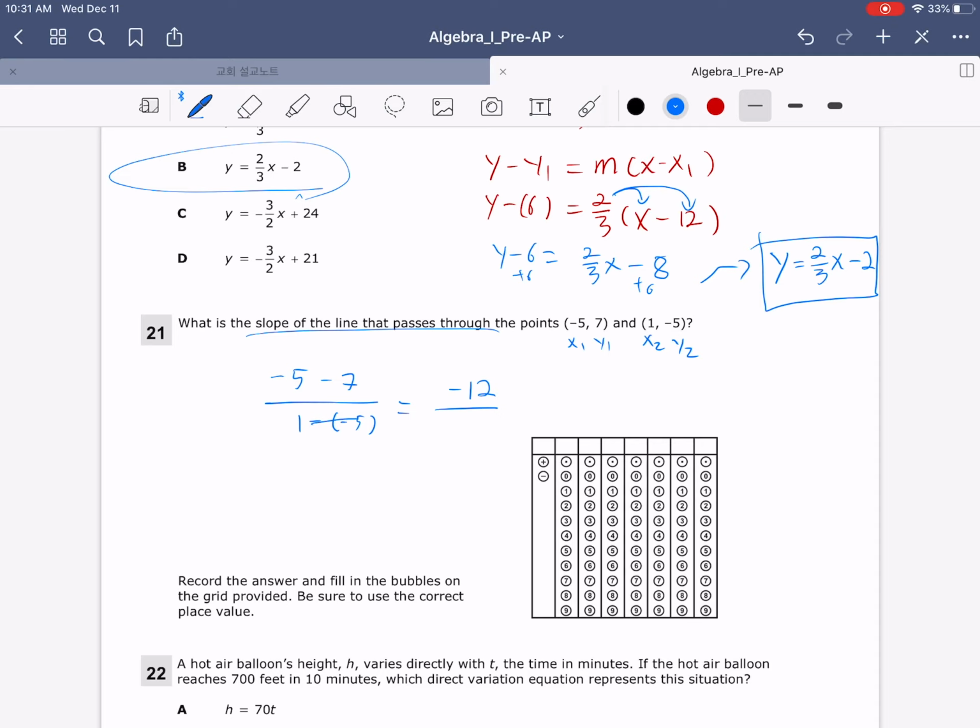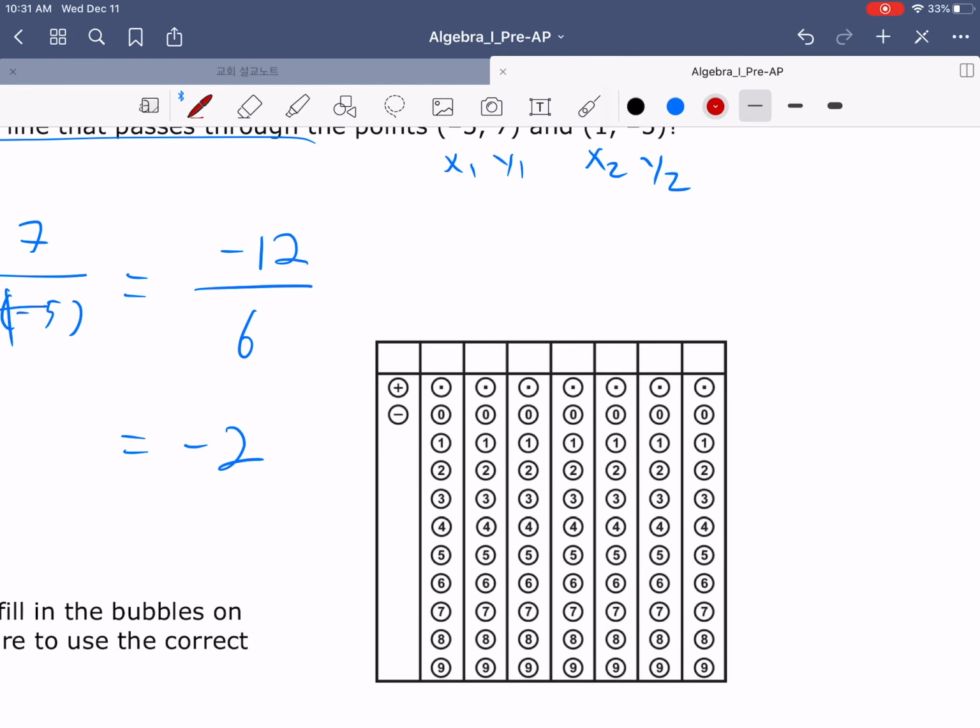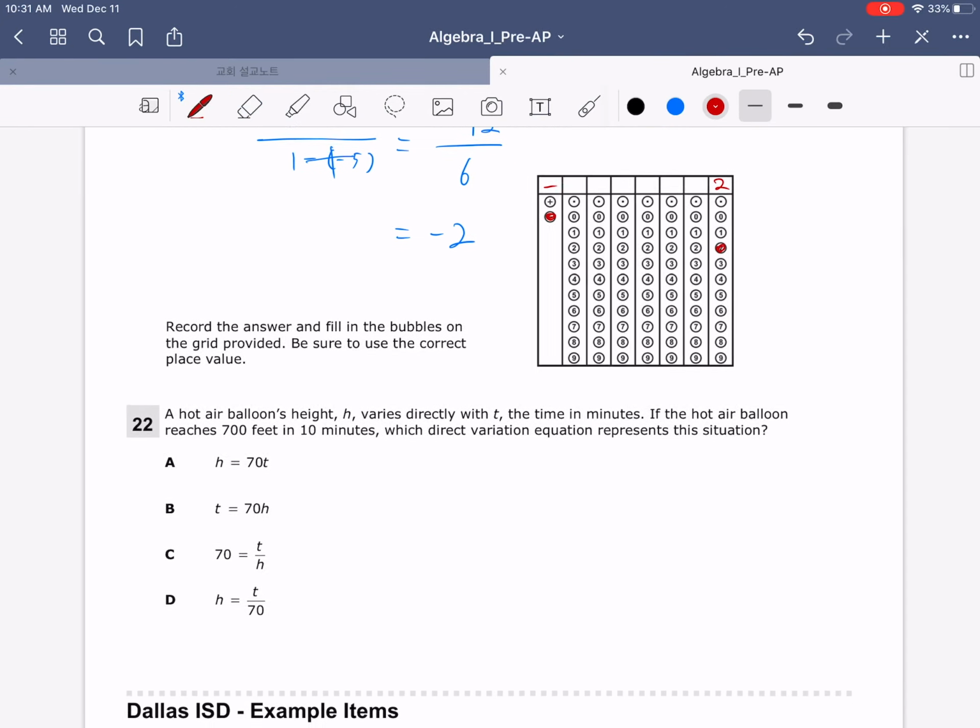These two negatives become positive, so it's gonna be 6, which is gonna be negative 2. And many of you actually asked me how you can put this one in. Just put negative 2 like this. Okay. Or like you can put negative 2 here, that's fine. Or like you can put 2.0, like that's fine as well. But I think the safest way is to put it like this, okay?